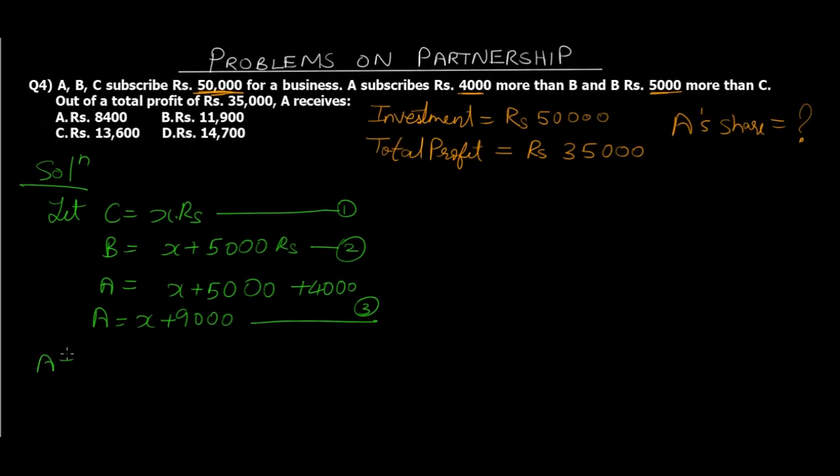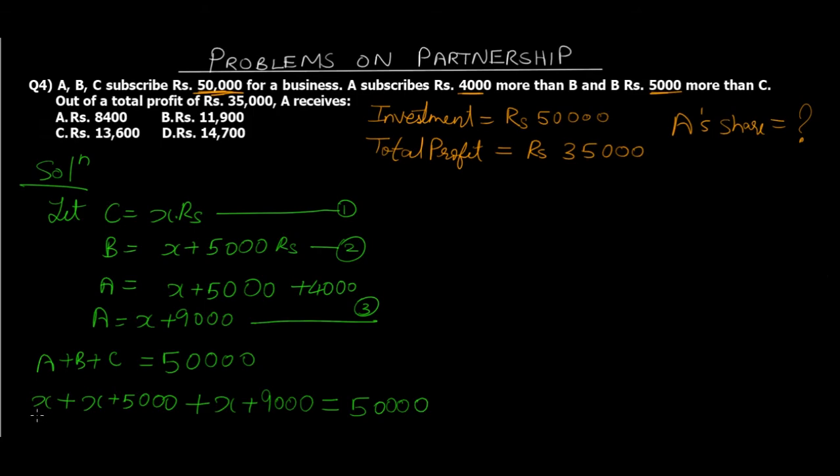So what we can do is A plus B plus C is equal to 50,000. So X, which is what C has invested, plus X plus 5,000, which is what B has invested, and A's value is X plus 9,000, which is what A has invested, will give us a total of 50,000. So now we can find the value of X. So when we actually simplify this, we will get X is equal to 12,000. So which means C has invested 12,000 rupees, because we had assumed X as C's investment. So 12,000 plus 5,000 will give us B's investment, which is 17,000, and then plus 9,000 will give us A's investment, which is 21,000. So now we have got the individual investment values.